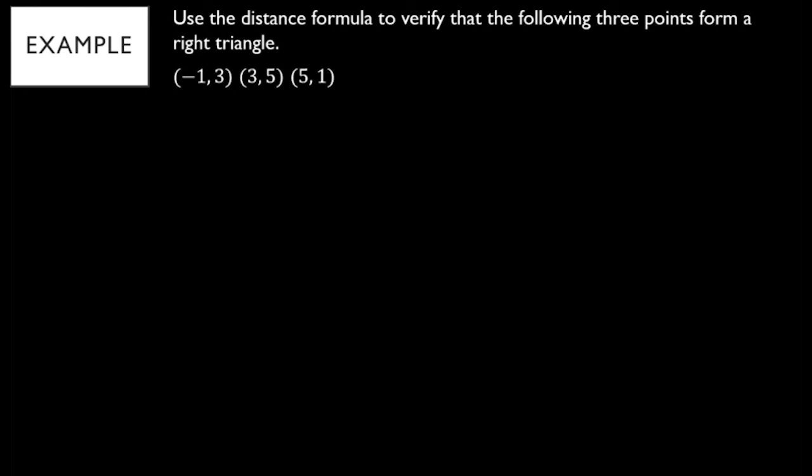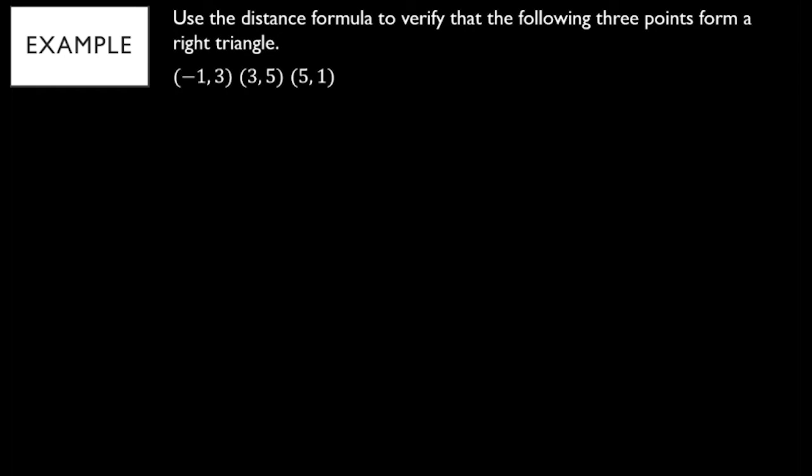Now here is where the distance formula can come in handy. We're going to use the distance formula to verify that the following 3 points form a right triangle. Basically, if we find the distance between the 3 sets of points, do they work in the Pythagorean theorem? That's how you verify that they're a right triangle.